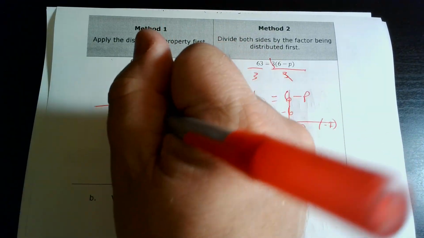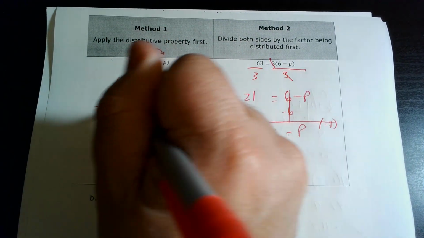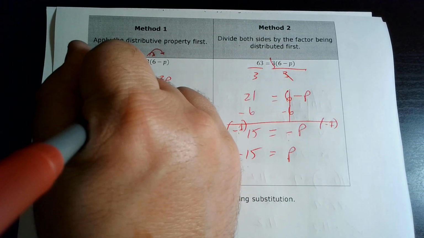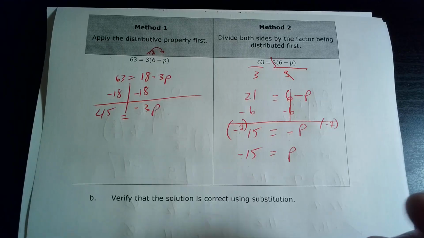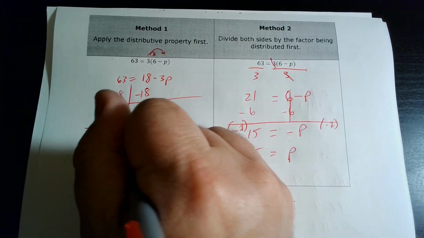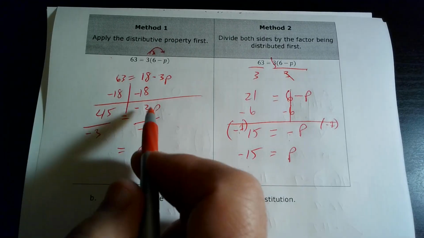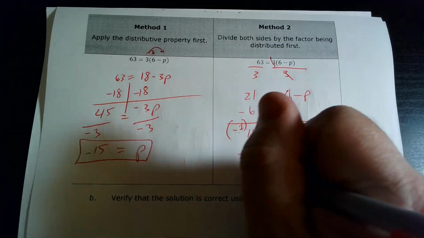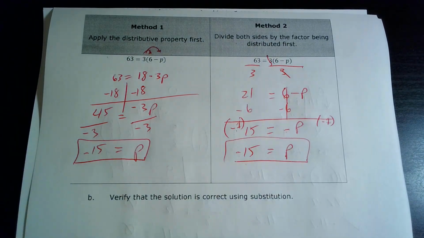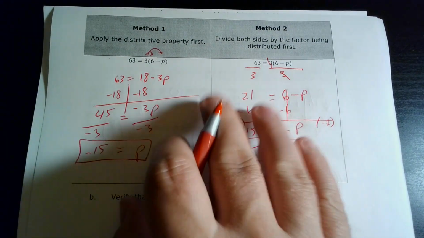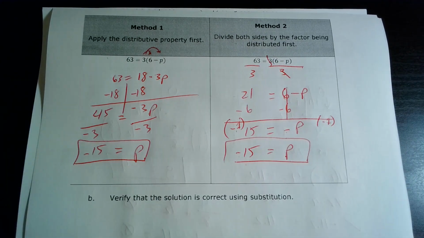18 minus 18 is 0, so we're left with negative 3p, and it equals 63 minus 18, which is 45. Divide both sides by negative 3. The negative 3's cancel, and you're left with p equals negative 15. See how these match? We got the same answer two different ways. Now that we've seen this, you're welcome to do either one of these.